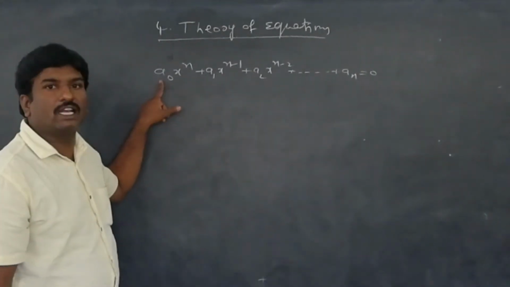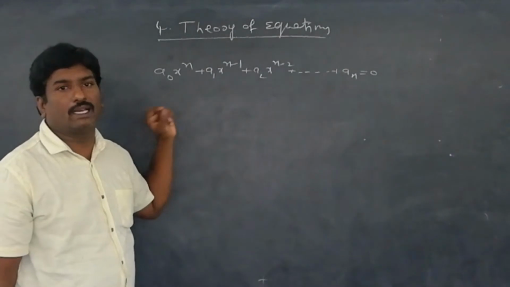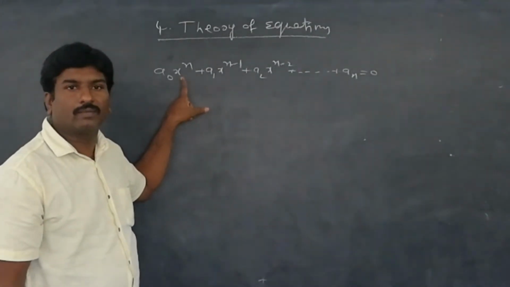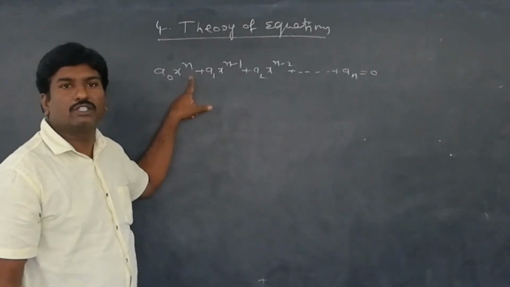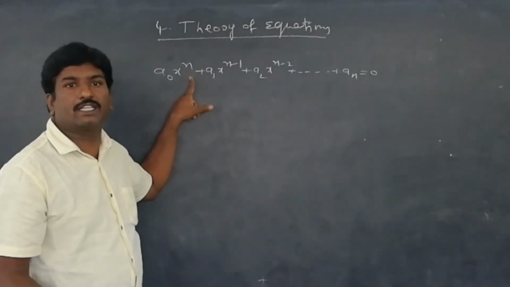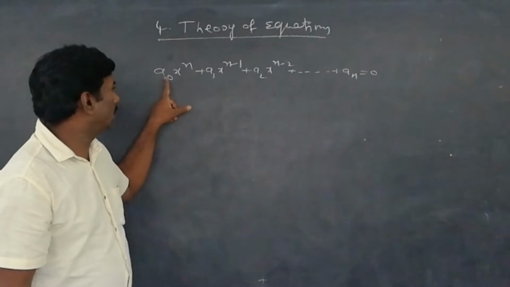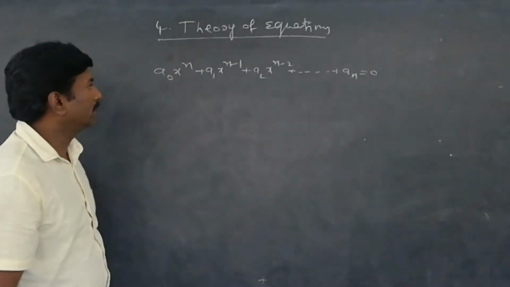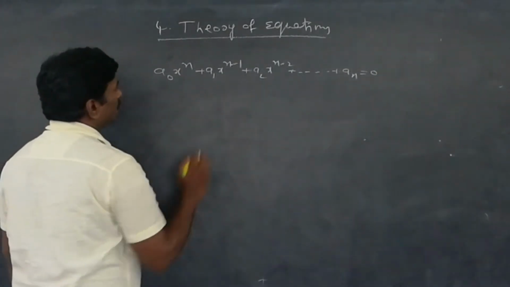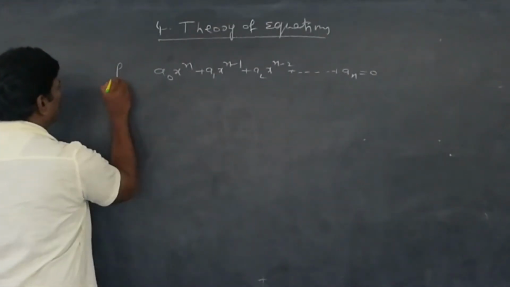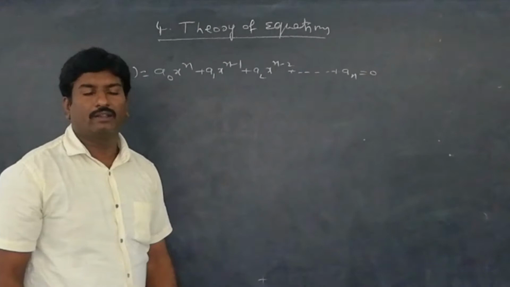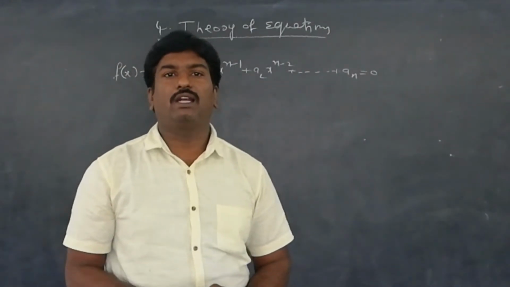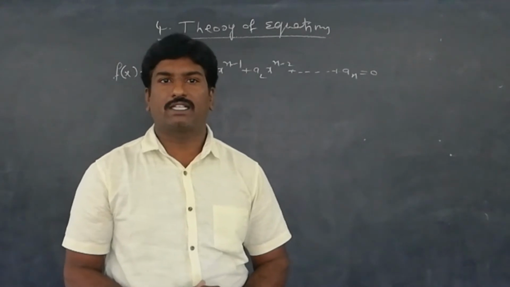Here a0 is the leading coefficient of the polynomial. Why do we say leading? Because it is the coefficient of the highest degree exponent. So the highest degree coefficient is called the leading coefficient, and a0 is the leading coefficient of this polynomial. Let me represent the polynomial with f of x. When the leading coefficient is 1, such polynomials are called monic polynomial equations.